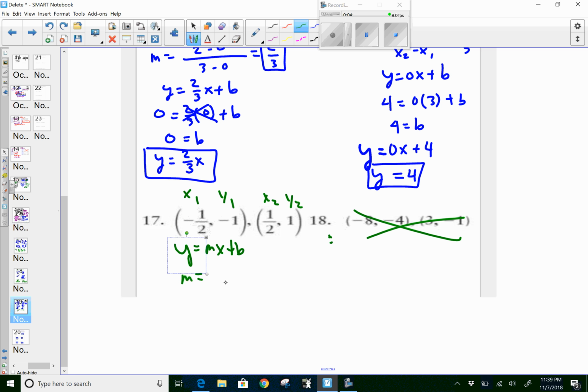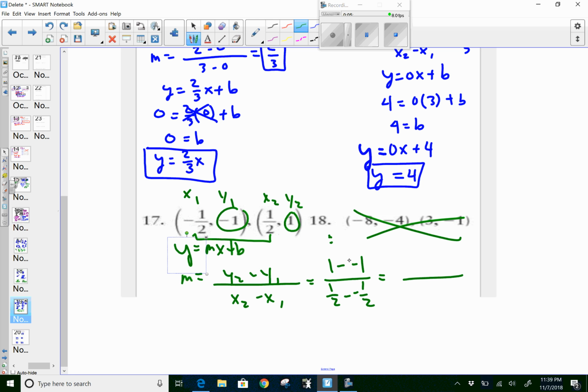Sorry, let me do that again. So y2 minus y1 over x2 minus x1. Okay, so y2 minus y1: 1 minus negative 1 is on top. My bad, I switched it. And then the x's are on the bottom, so I have 1/2 minus negative 1/2. So be careful not to do what I just did. y1 minus negative 1, keep change, so that's going to give me 2. And same thing here, keep change, so a half plus a half is a whole.